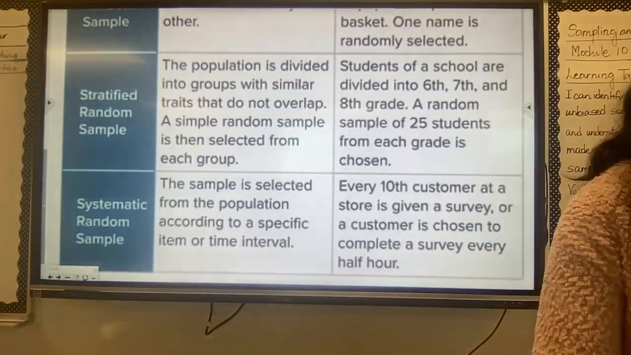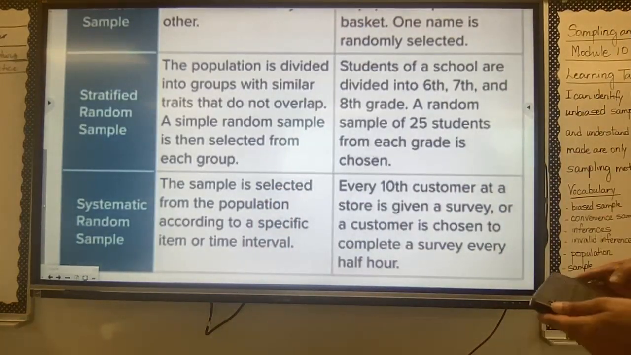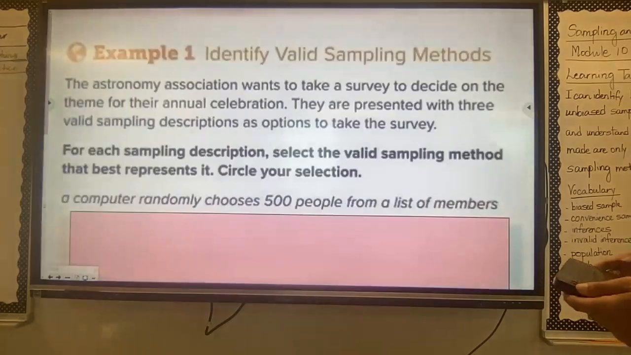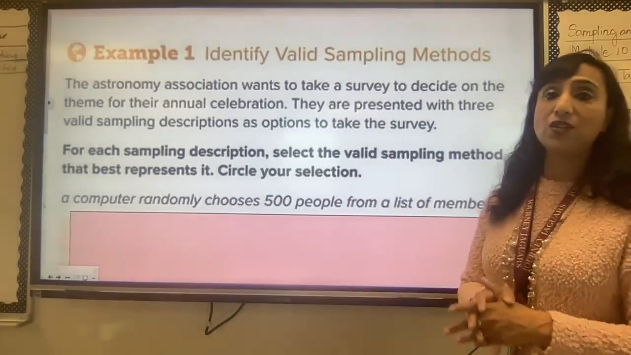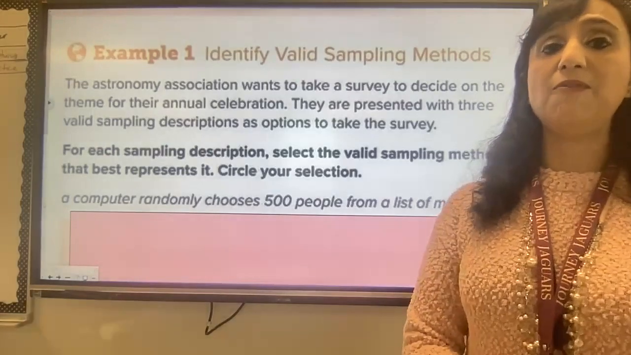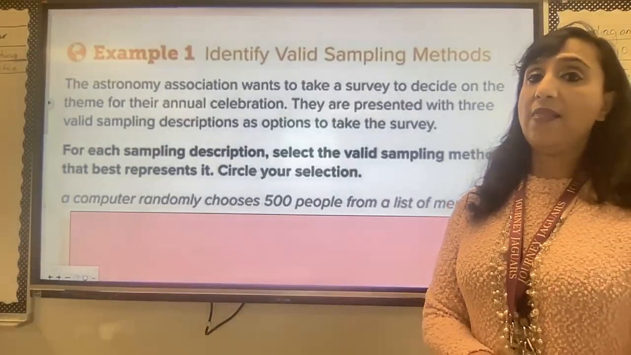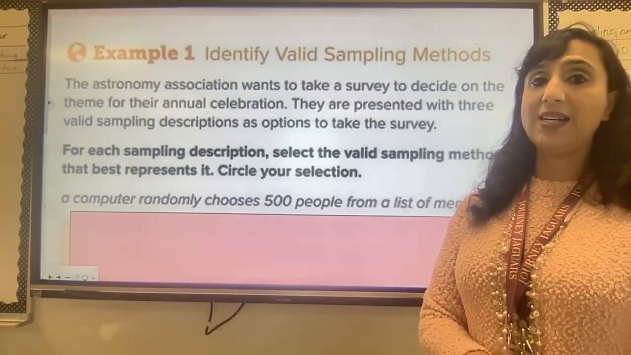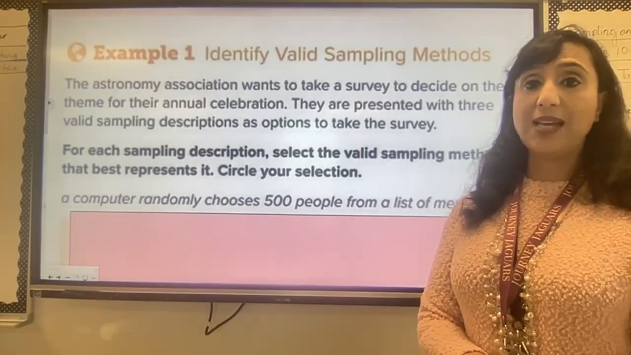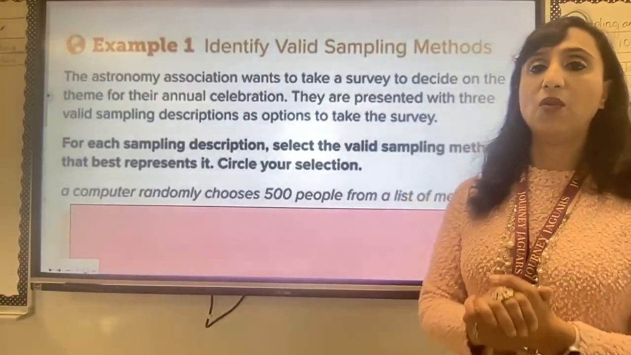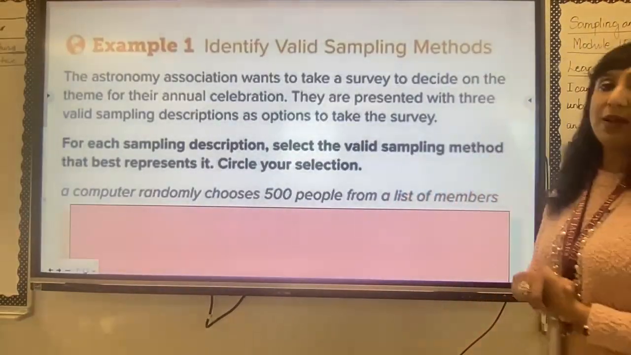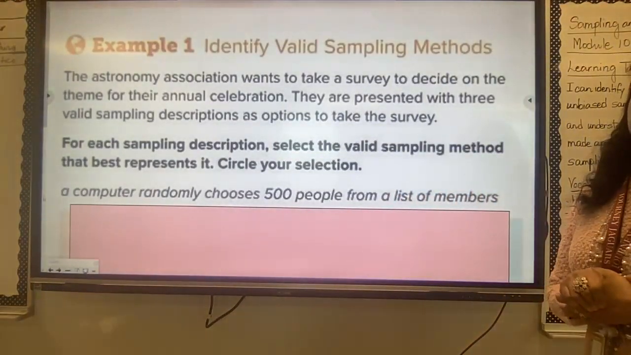Let's talk about how to identify valid sampling methods. Let's look at this one. The Astronomy Association wants to take a survey to decide on the theme for the annual celebration. They are presented with three valid sampling descriptions as options to take the survey. For each sampling description, we are going to select the valid sampling method that best represents it.